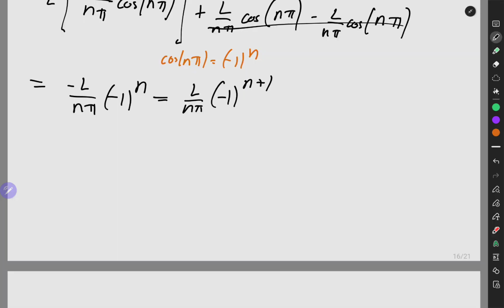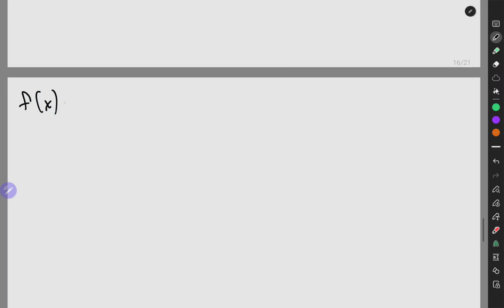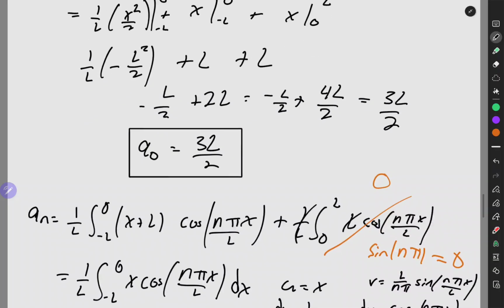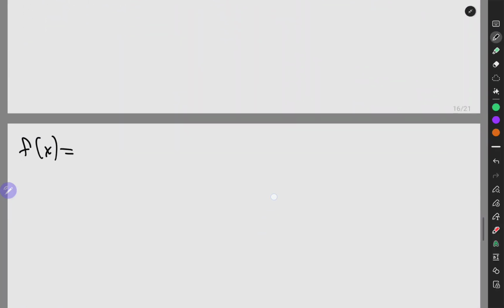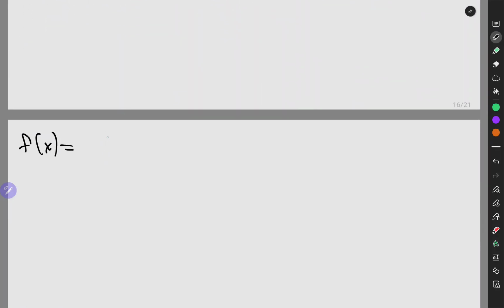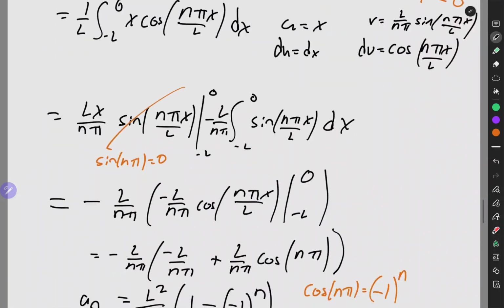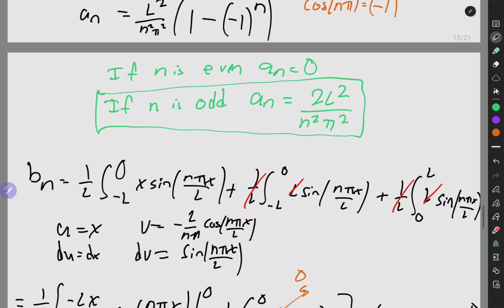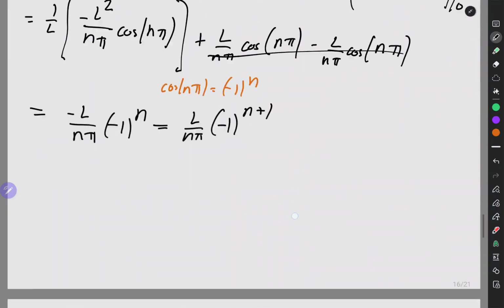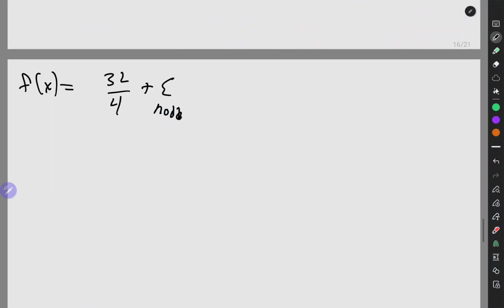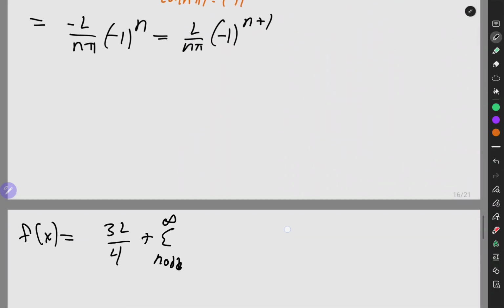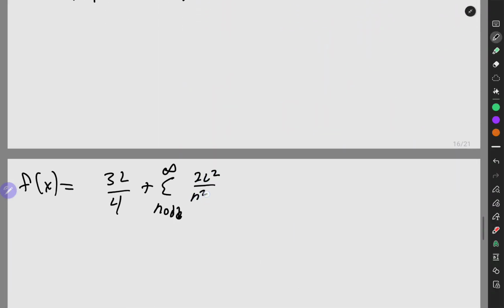Okay. Now we have all the terms, so we can write the answer. What's A naught? A naught over 2. We have 3L over 2, it looks like. So then we have 3L over 4, right? Plus summation. Well, hold up. We have 2L squared over n squared pi squared for n odd.